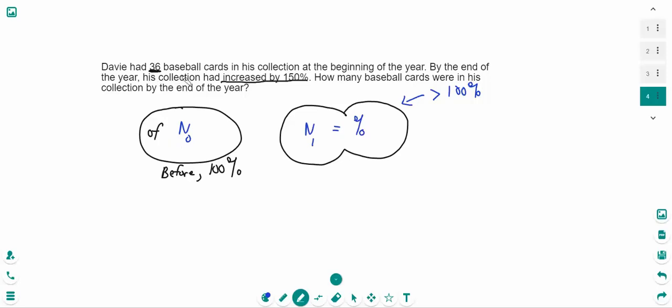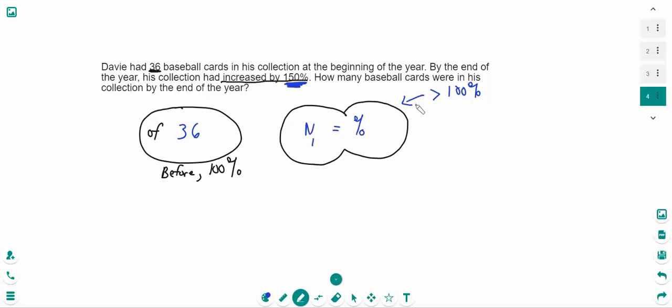So Davy had 36 baseball cards. That was the original amount. So we can replace the n sub 0 with 36. Okay, and then our second bubble, it says that his collection had increased by 150%. So they're giving us a percentage here, not a number. So that should clue you in to the fact that we won't know what this n sub 1 is. We don't know the number. Instead, they gave us the percent.